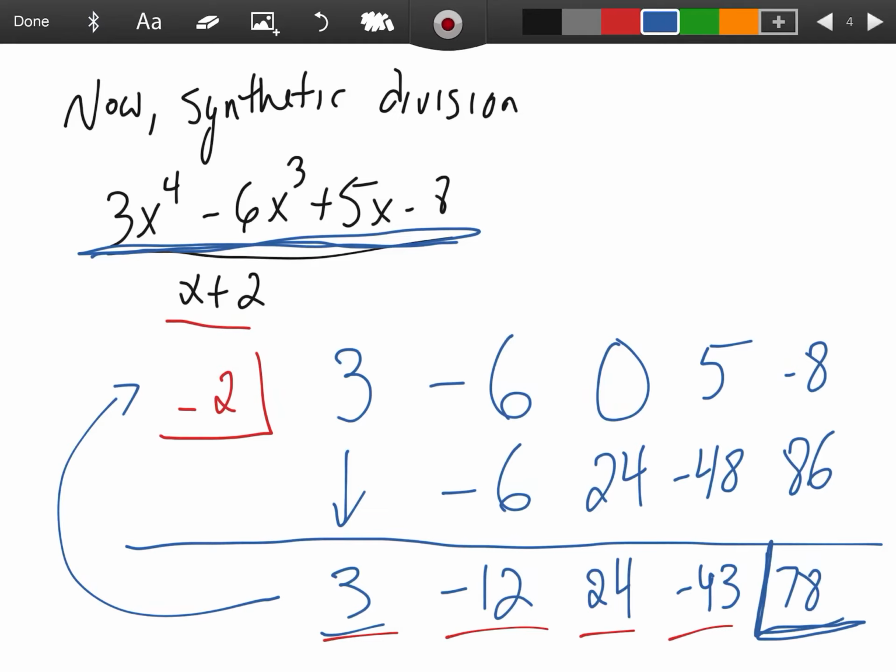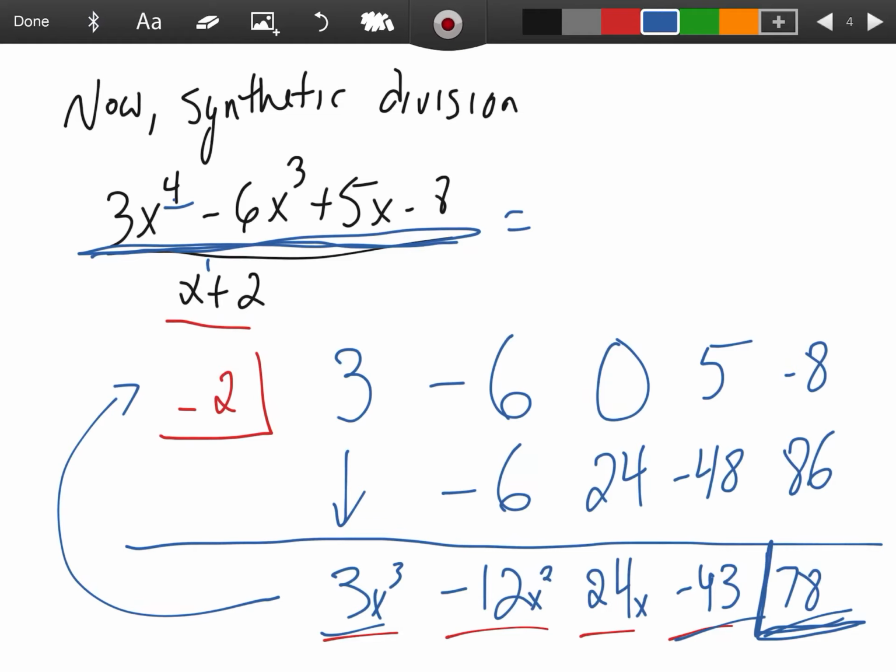Now with synthetic division, because we're always dividing by x to the first power, it's going to drop my answer by 1 degree. And that makes sense, right? X to the fourth divided by x to the first gives us an x cubed. So this first term here is going to be x cubed. Then this is x squared. This is x to the first power. This negative 43 is just our constant.